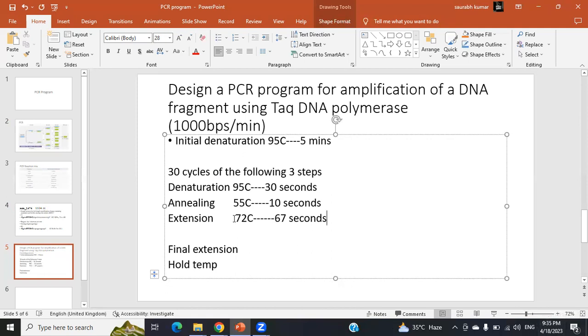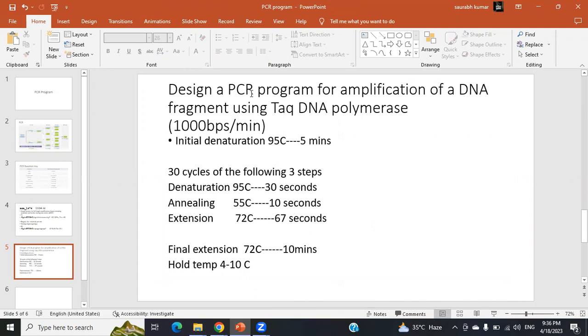Then your final extension is again going to be at the same temperature as your extension temperature. However, the time is going to be 10 minutes. The final extension is basically to complete any partially amplified fragments; it gives extra time to complete those fragments. And then you have the final hold temperature, which is going to be 4 to 10 degrees Celsius. At this temperature, the reaction is basically going to stop and no further extension will take place.